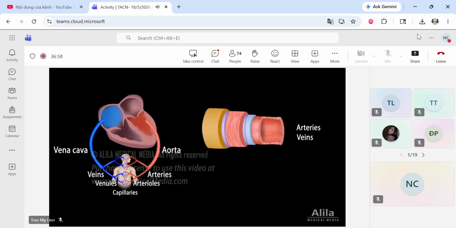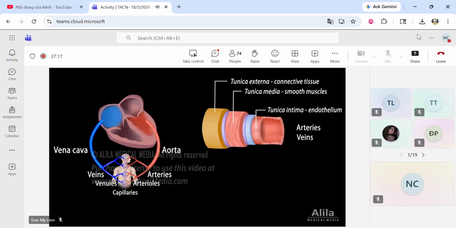Their walls consist of 3 layers. An outer layer of loose connective tissue serves to anchor the vessels to the surroundings. A middle layer of mostly smooth muscles allows the vessels to constrict or dilate, regulating blood flow. And an inner layer consisting of thin squamous endothelium separated from outer layers by a basement membrane.